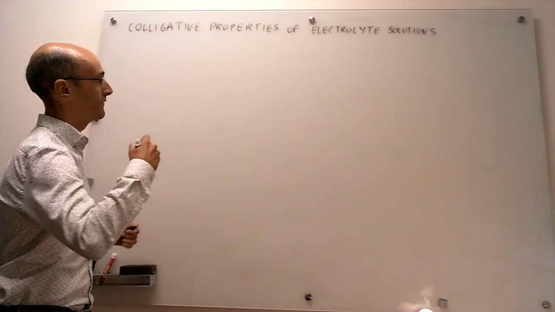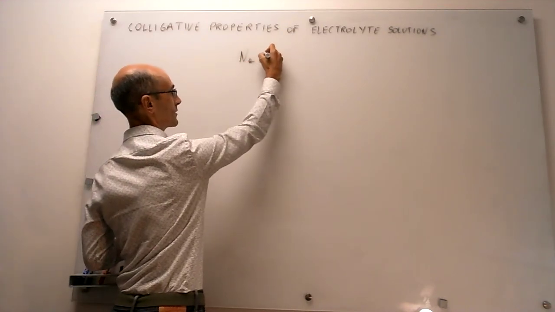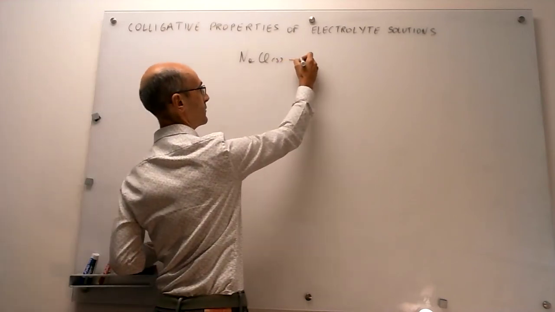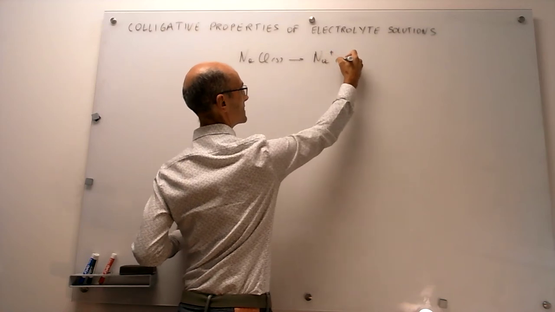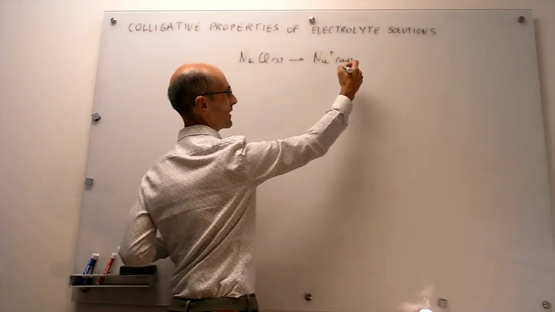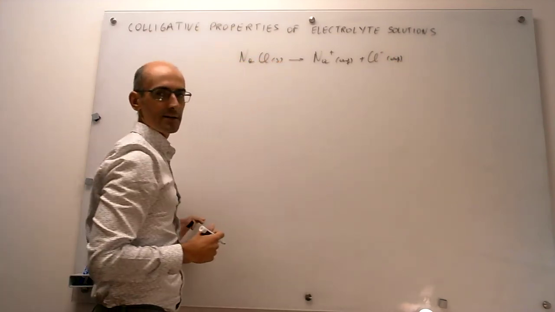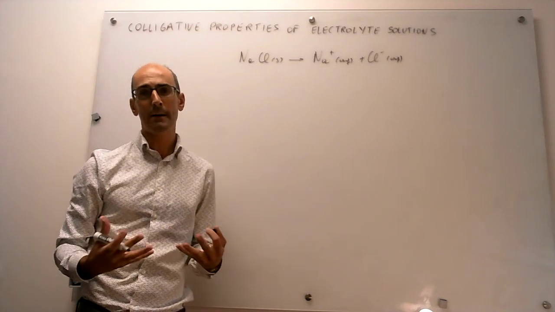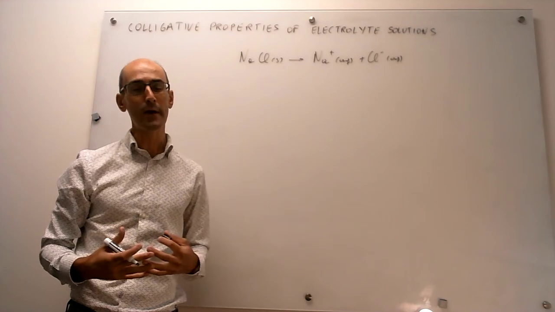A very simple electrolyte solution would be, for example, sodium chloride dissolved in water. When you put that in water or another polar solvent, this dissociates into ions, which are the electrolytes: Na+ aqueous and Cl- aqueous. So what we try to do in this video is capture how colligative properties of these solutions can be framed.